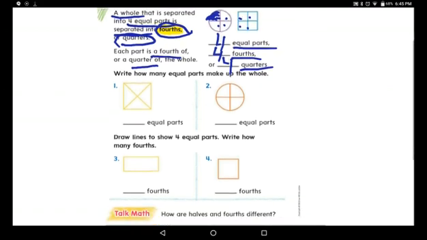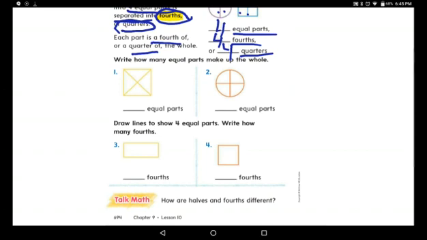Okay? Now go to the questions. Write how many equal parts make up the whole. Now this is the whole. How many parts are making the whole? 1, 2, 3, and 4. So how many equal parts? It's 4 equal parts. That means 4 quarters, or we can say 4 fourths.